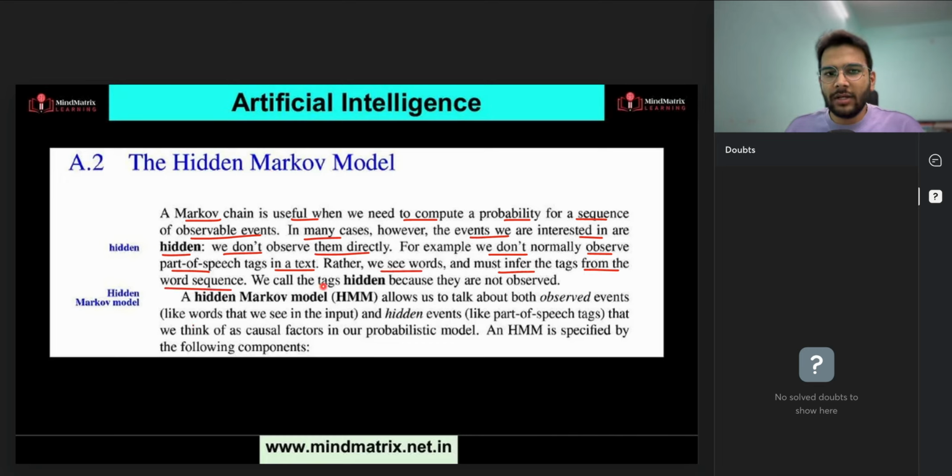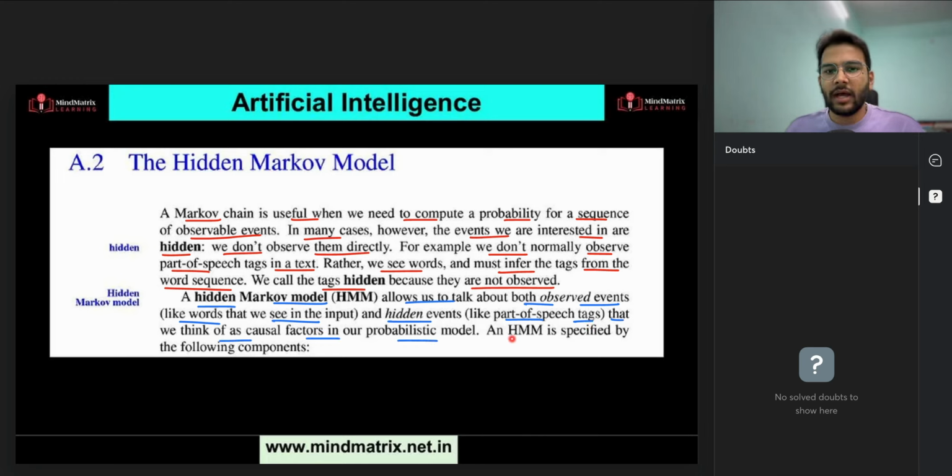Now, what this Hidden Markov Model states is that it allows us to talk about both observed events, the events which you can observe directly, like the words we see in the input, and hidden events as well, like part of speech tags. Using the probabilistic model, we can infer the hidden events that we think of as causal factors in our probabilistic model. And an HMM is specified by the following components. Let's see here.